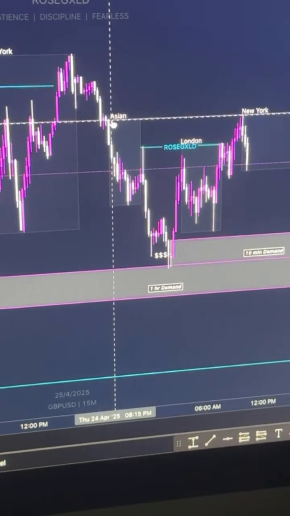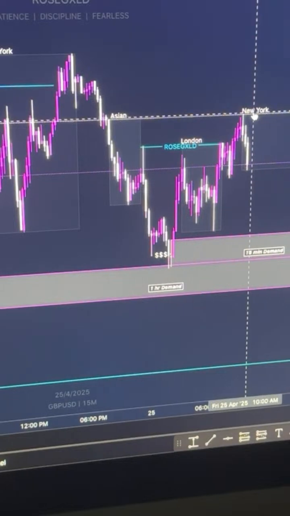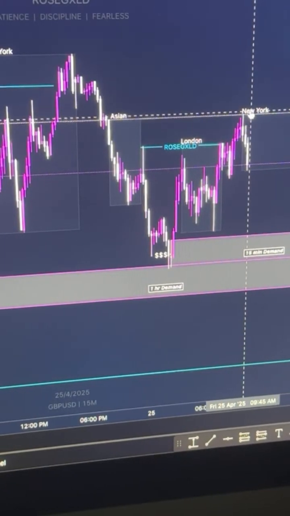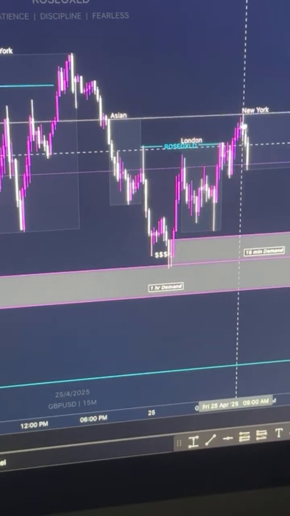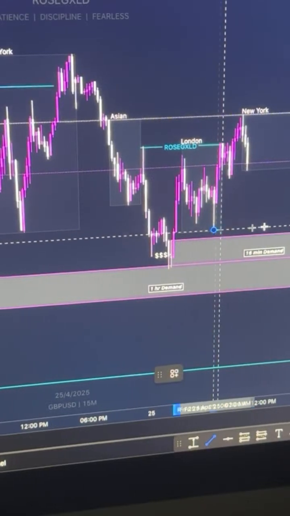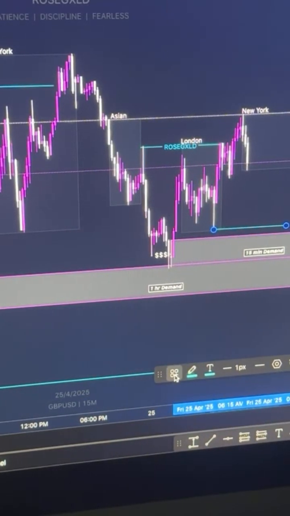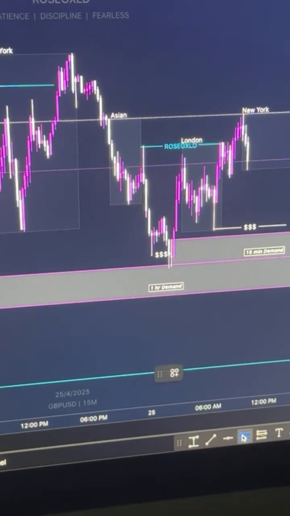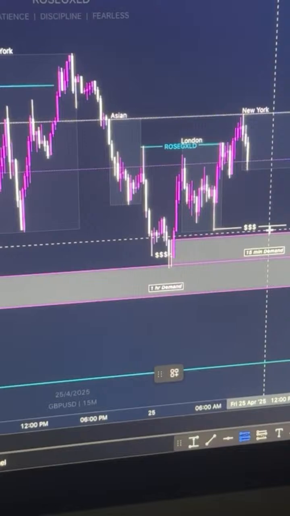So price came, didn't sweep the previous Asian high. Now we create New York. We're going to create a high here, but I think we're going to create a higher high here based on the structure that we're forming. So if price could come and sweep this low here as liquidity, which is London low, then we could definitely look for some buy opportunity to take price higher.